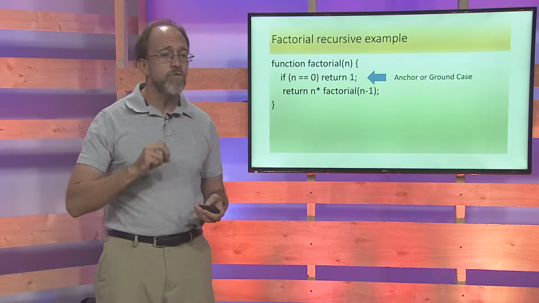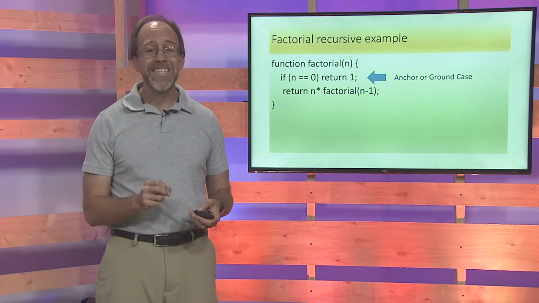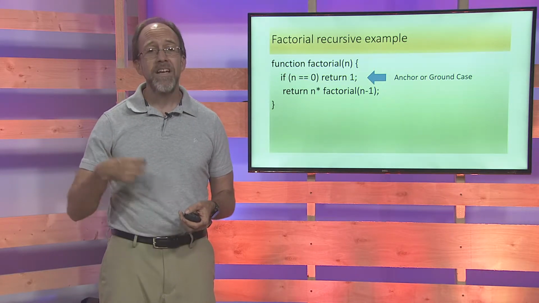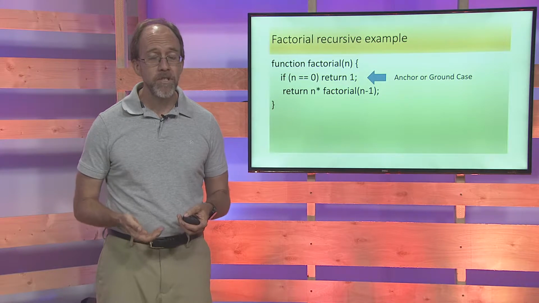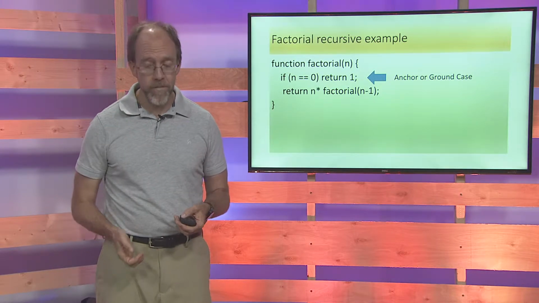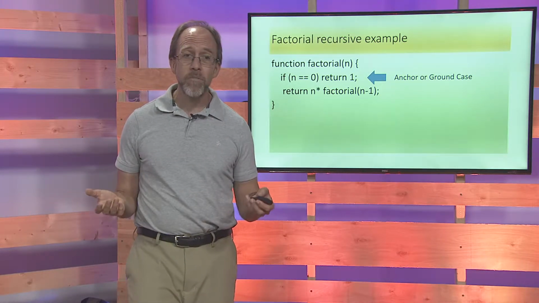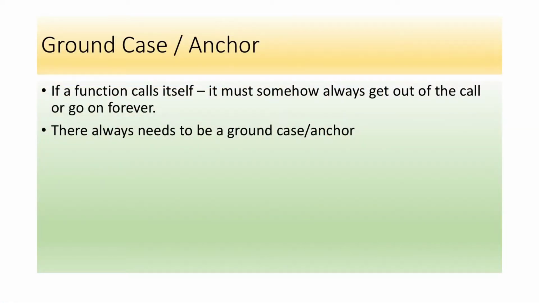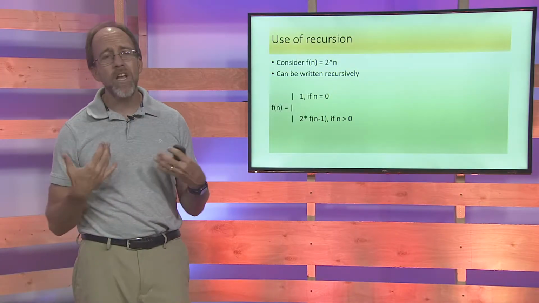And remember, if you do not have a ground case, or you don't get to the anchor of the ground case, guess what? If you never execute that piece of code, you're going to go on forever. And what it's going to look like to you is that the computer just locked up. So if a function calls itself, it somehow has to get out of that call. So remember, when you're writing that recursive function, if you don't have that ground case, bad things are going to happen.